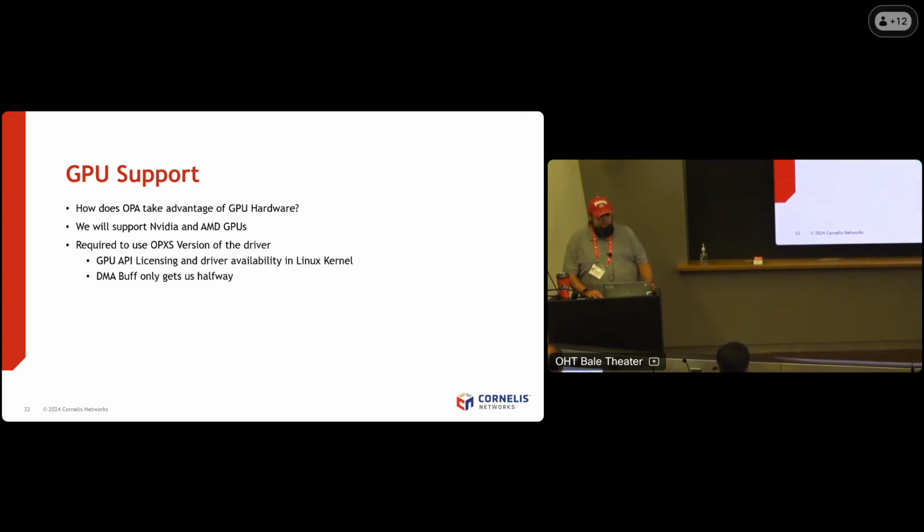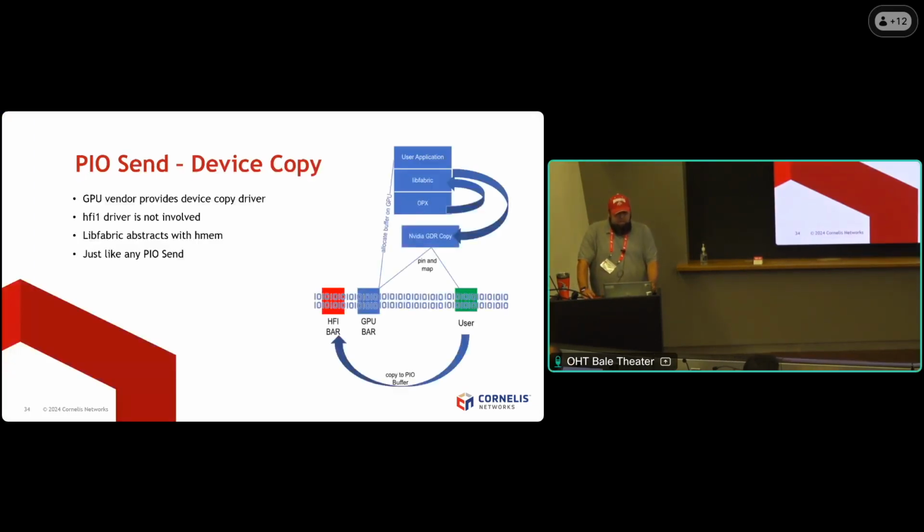Yeah. So like I said, that only gets us halfway there. We have to have the drivers in the kernel. So here is how we do PIO sends with GPUs, and basically this is up to the user to figure out. We don't care in the kernel, because this is kernel bypass. So PIO is the driver stays out of the way. So the most efficient way is using the GPU vendor's device copy, GDR copy for NVIDIA. AMD has a similar API, I believe.